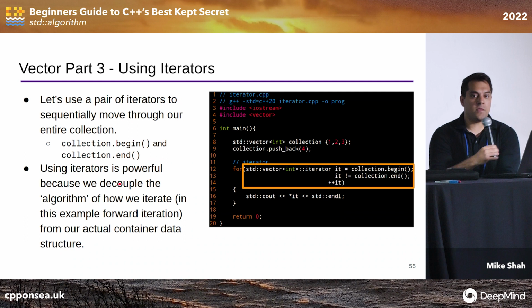Okay, so now that we know a little bit about iterators, let's go ahead and put them to practice in our example here. So I'm going to introduce begin and end here. On the code on the right, you can see now we have our for loop. We have a vector iterator, it, and that's going to be the collection beginning. And then while it's not equal to the end, do our pre-increment to sequentially move our iterator forward and walk through our vector one element at a time.